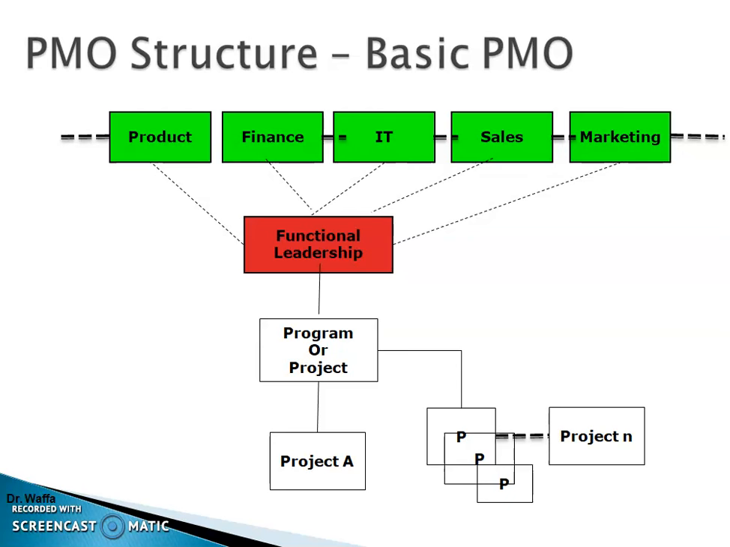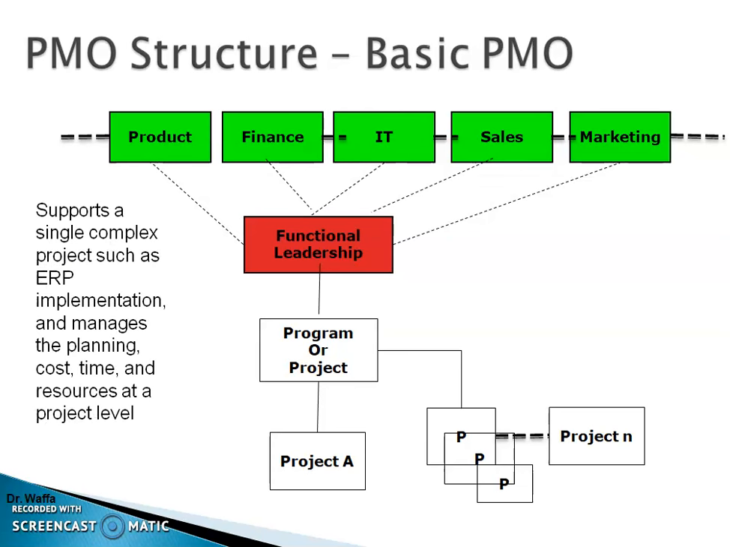Now, in a PMO basic structure, if we look at this PMO, again, there is a functional leadership from across all the organization entities. That PMO supports a single complex project such as ERP implementation. It develops and supports all the project component processes, establishing standards, procedures around this project, provides dashboard and reports on project health. The PMO could be a project and it could be a program, a large program. As you could see, it could be a project or multiple projects within a program supported for the organization to deliver.